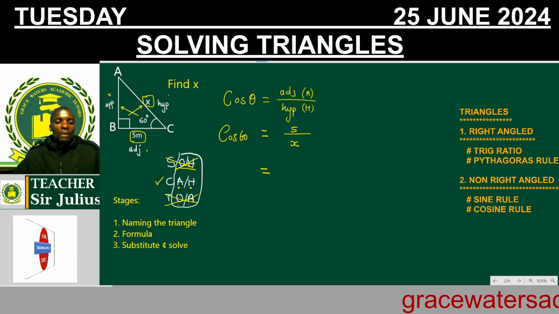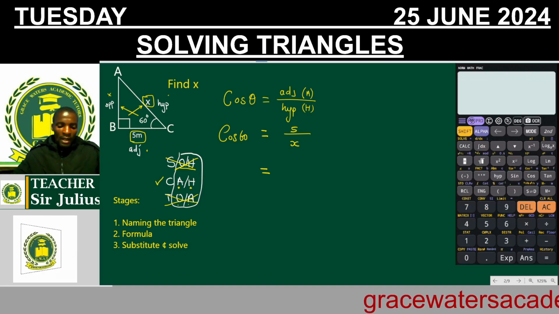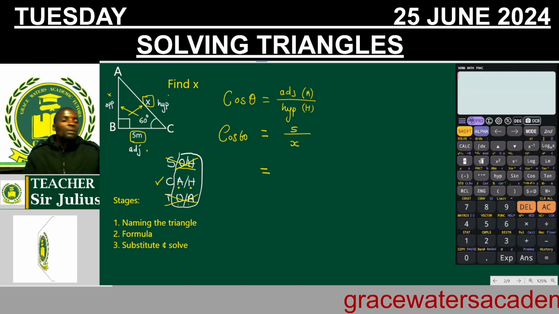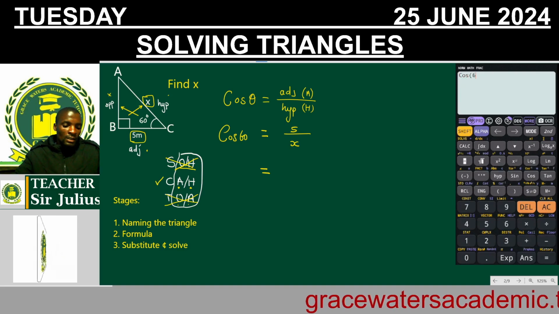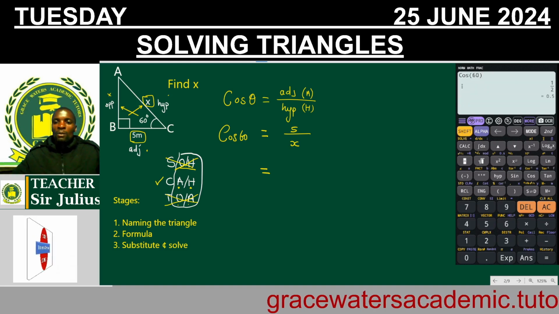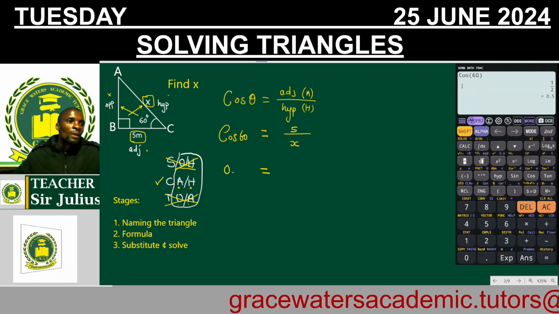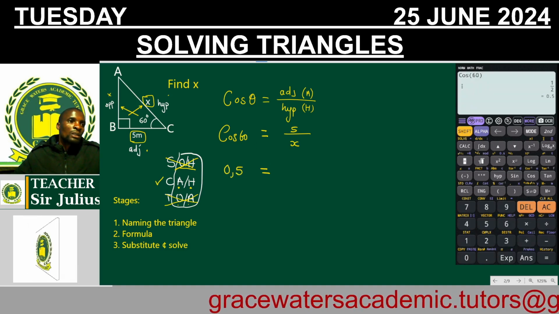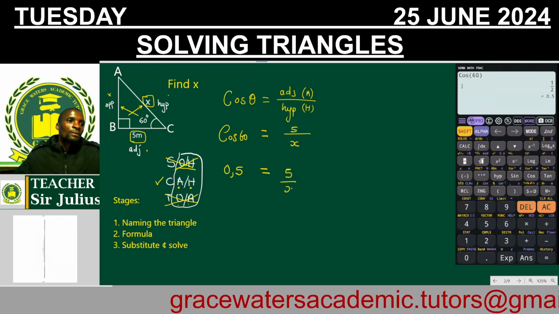Okay, so what I'm going to do is put the calculator on the screen, and then I write here cos of 60. Is that right? So I have cos 60. Okay, I close it. Now you see it is 0.5. So I'm going to put 0.5 on cos 60, and then I put here 5 over x.